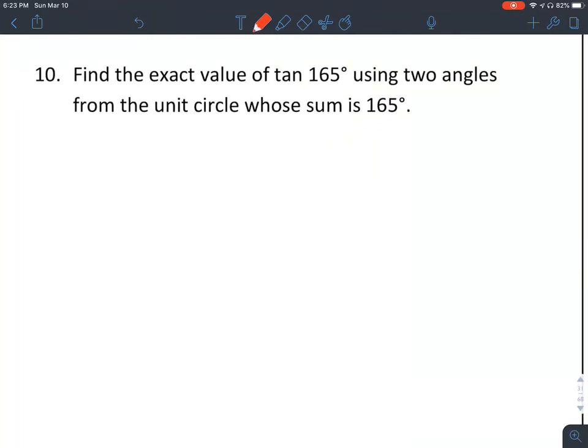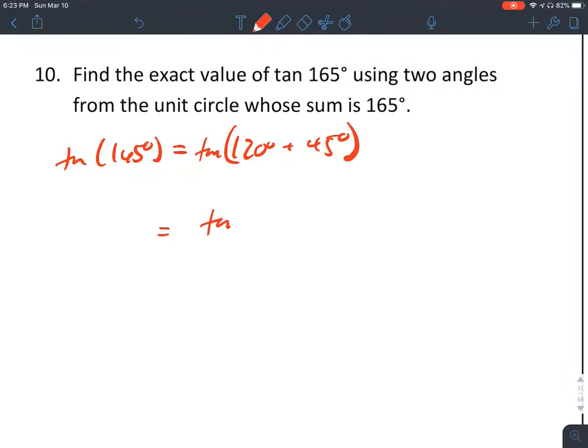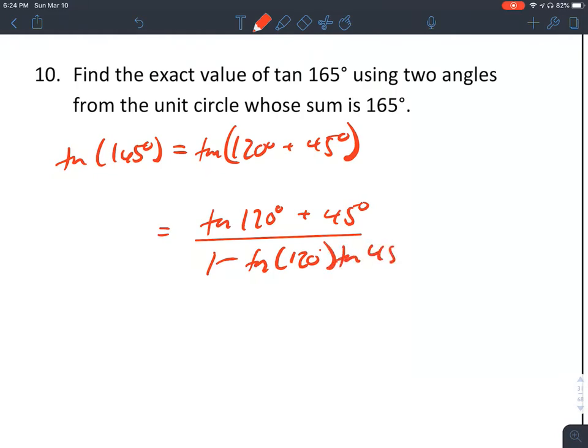Find the exact value of tangent of 165 using two angles from the unit circle. So I'm going to use tangent of 120 and 45. Tangent of 165 is going to be equal to tangent of 120 degrees plus 45. This is going to be real easy because it's the same angles we just used. Just the signs are going to be different places. 1 minus tangent of 120 times tangent of 45. And I messed up my numerator because I'm getting ahead of myself. It's not just 45, it's tangent of 45.